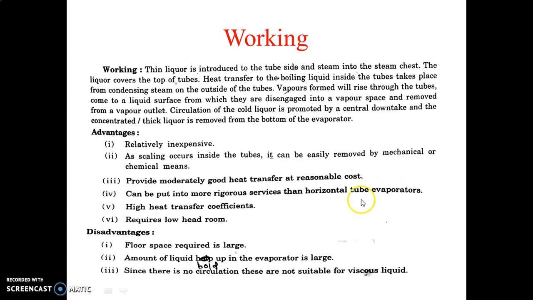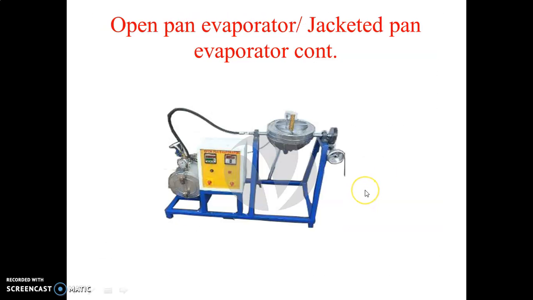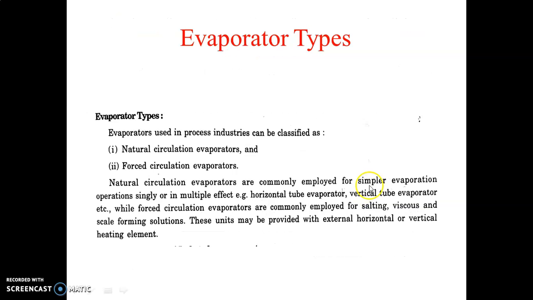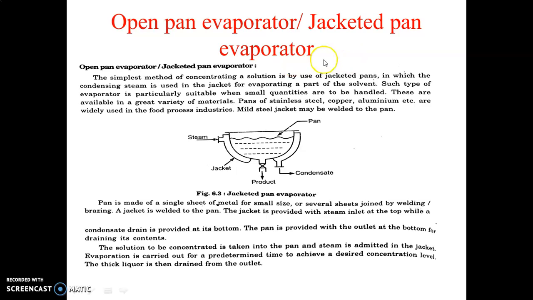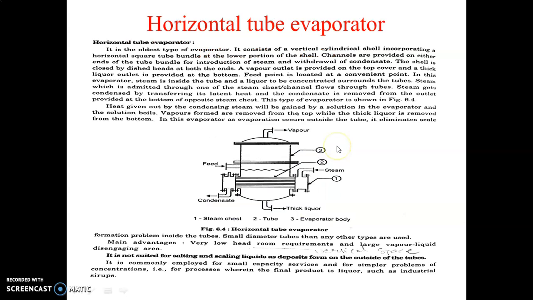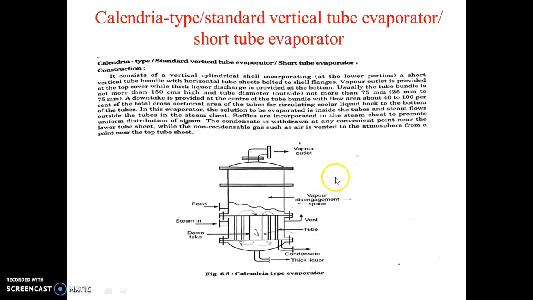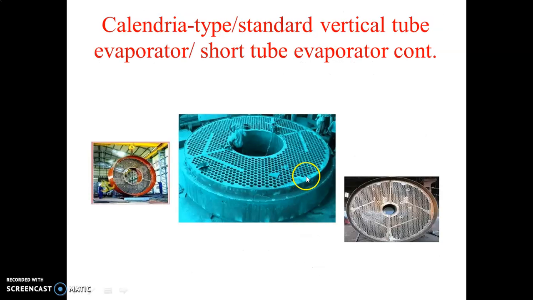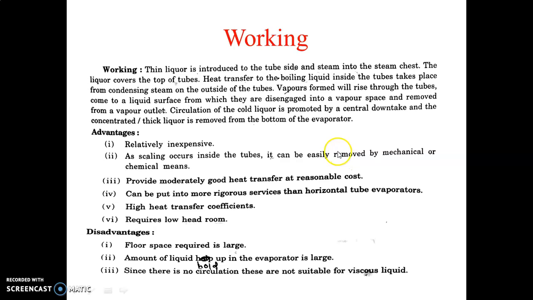So here we have discussed three evaporators. The first one is the open pan evaporator, its construction and working. Then the horizontal tube evaporator, and at the end of the lecture I discussed the calandria type evaporator, its construction, working, advantages and disadvantages. So here I want to conclude my lecture, and the remaining part of the evaporators we will discuss in the next lecture. Thank you.